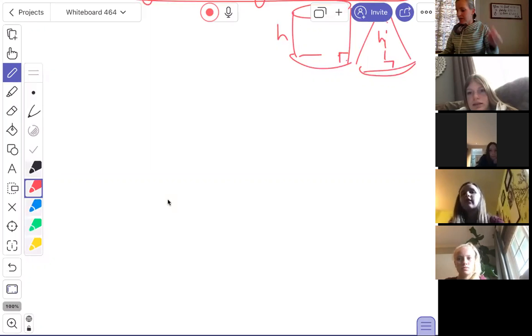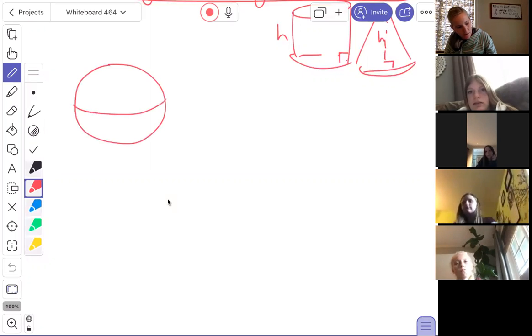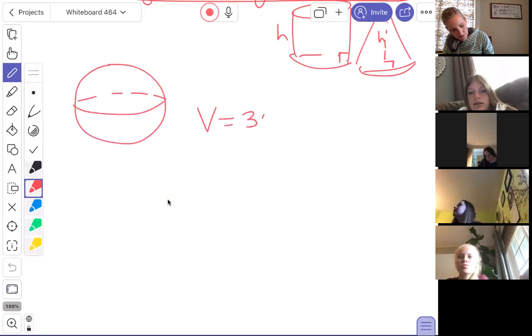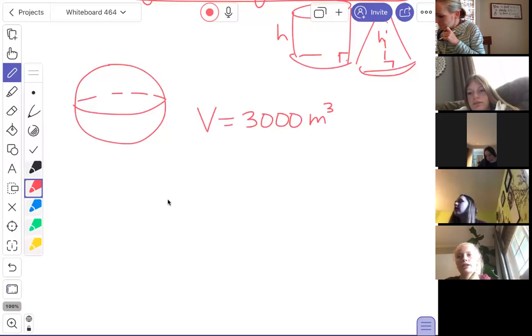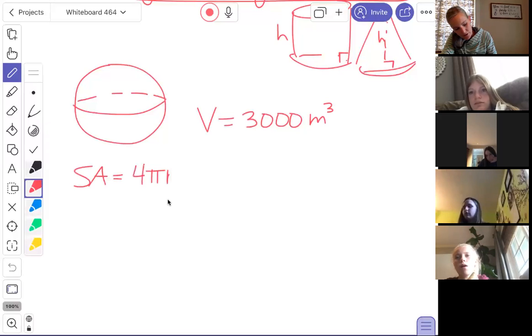Okay, so they give you the volume of a sphere. You're dealing with a sphere, and they tell you the volume is 3,000 cubic meters. Find its surface area. The formula for surface area is 4 pi r squared, right? The formula for volume is 4/3 pi r cubed.